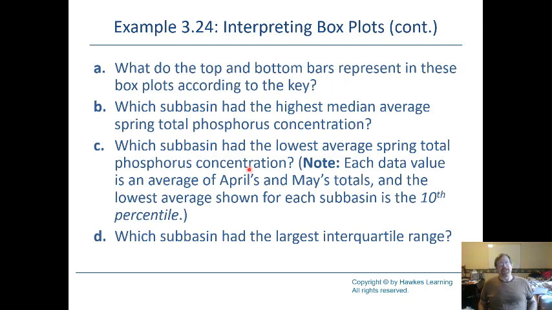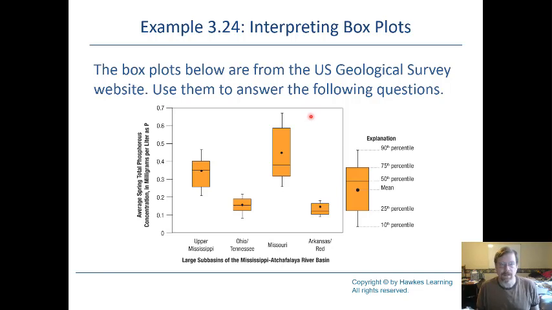And I gave away part A already. Those are the 90th and 10th percentiles. Highest median average spring total phosphorus concentration. So y-axis is total phosphorus concentration. I want you to note that in addition to showing the median here, the 50th percentile, it also has a single dot on these ones showing the mean.